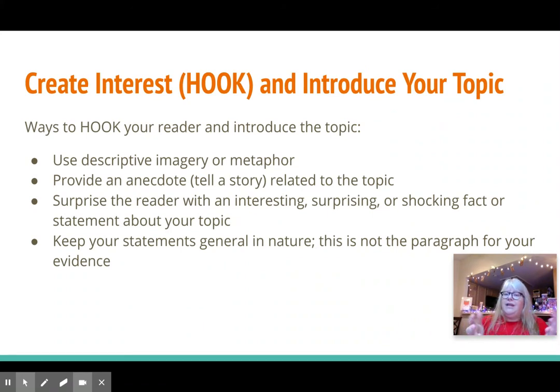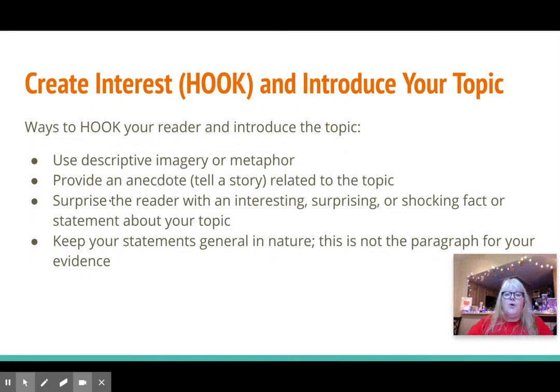So the first thing you want to do is hook your reader. You need to get them interested so that they want to continue to read. Okay? There are lots of ways you can do this. You can use imagery. You can use a metaphor that likens something to something else. You can provide an anecdote or a little story. Maybe you begin by talking about the theme, the emotional turmoil, the topic, and you say something about how individuals often deal with emotional turmoil, such as the characters in the story.